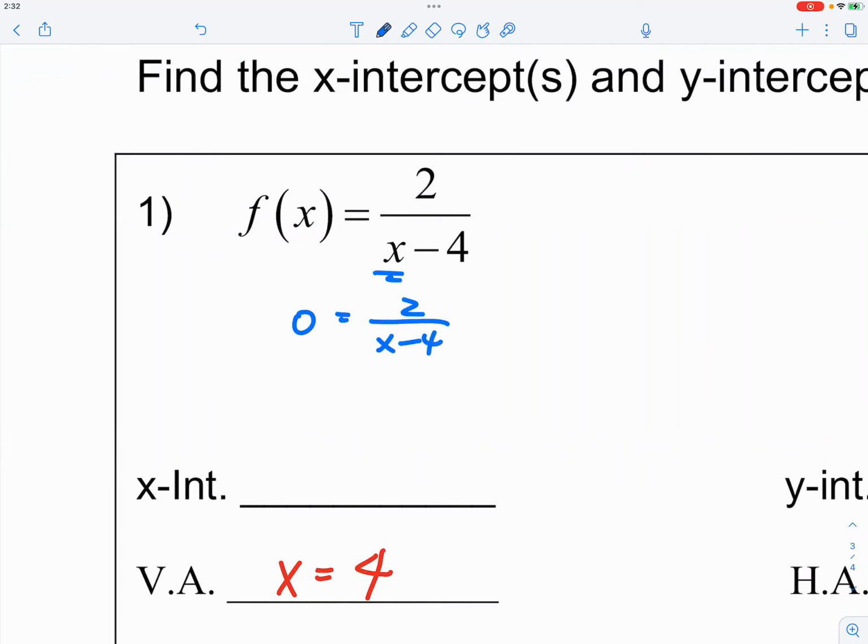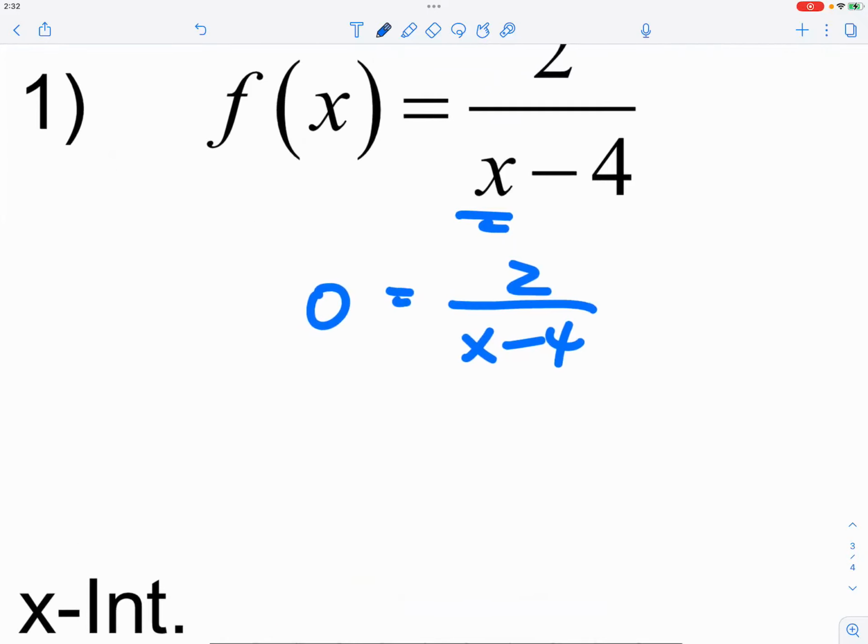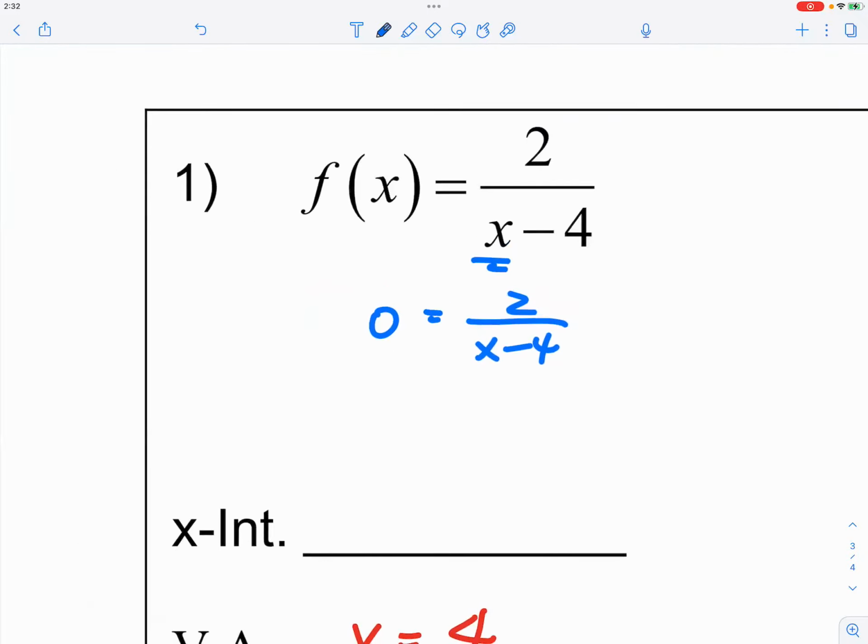And what did we say earlier? For a fraction to equal 0, the numerator would have to be 0. Could the numerator be 0? Could the numerator be 0? Not a chance, because the numerator is the 2. How can a 2 be 0? Not possible.